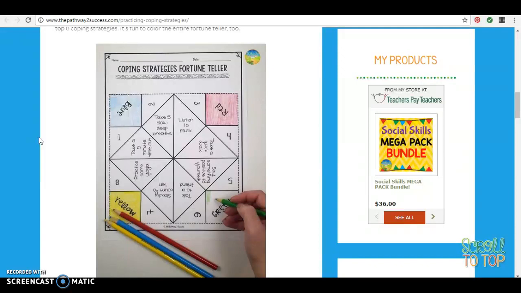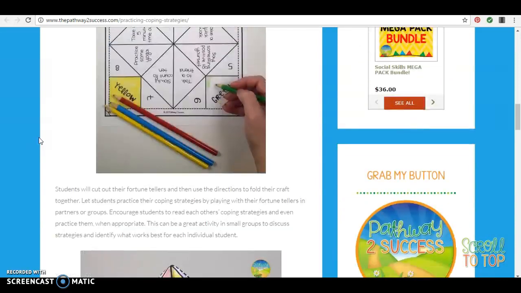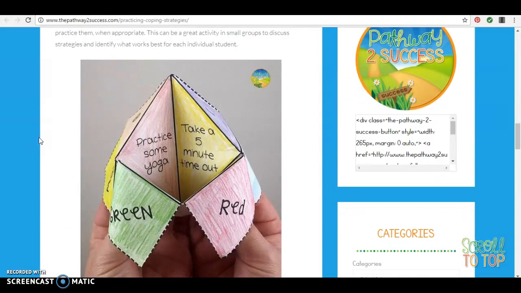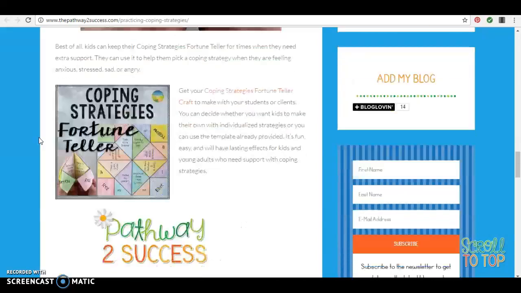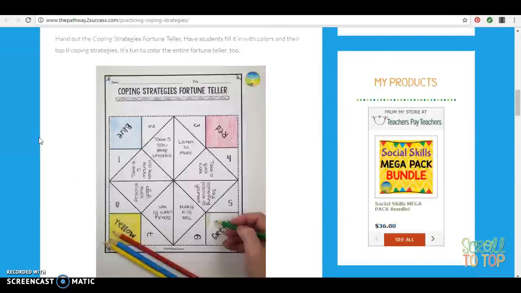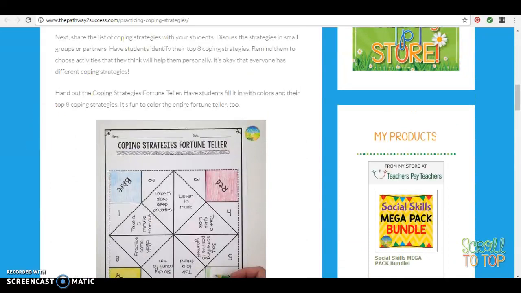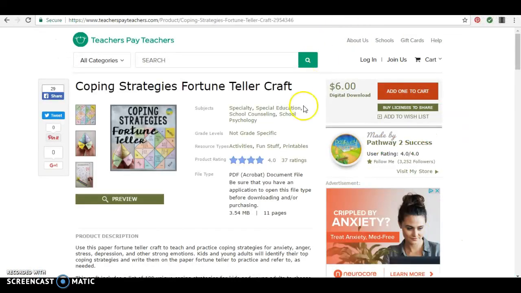This allows the students to have something on hand if they're getting anxious, overwhelmed, stressed, or angry, and it gives them an opportunity to slow down and use different strategies. They can use it whenever they need, and it can just be sitting in their desk. This particular template is on Teachers Pay Teachers, and it's $6. Teachers can make it, but if they don't want to make it, they can just buy it on here.